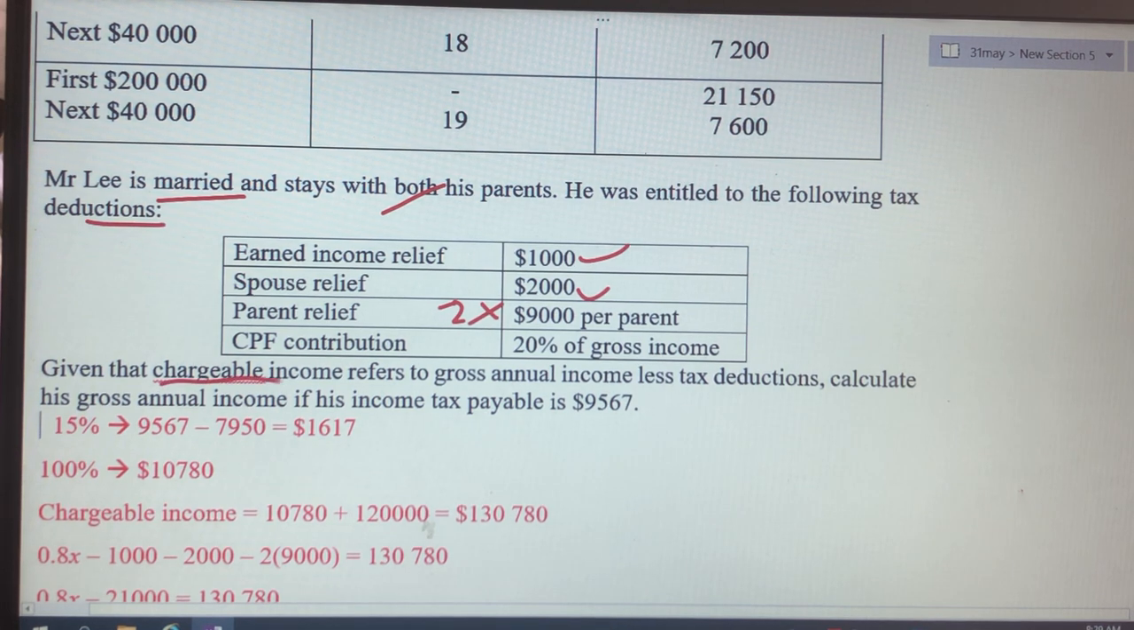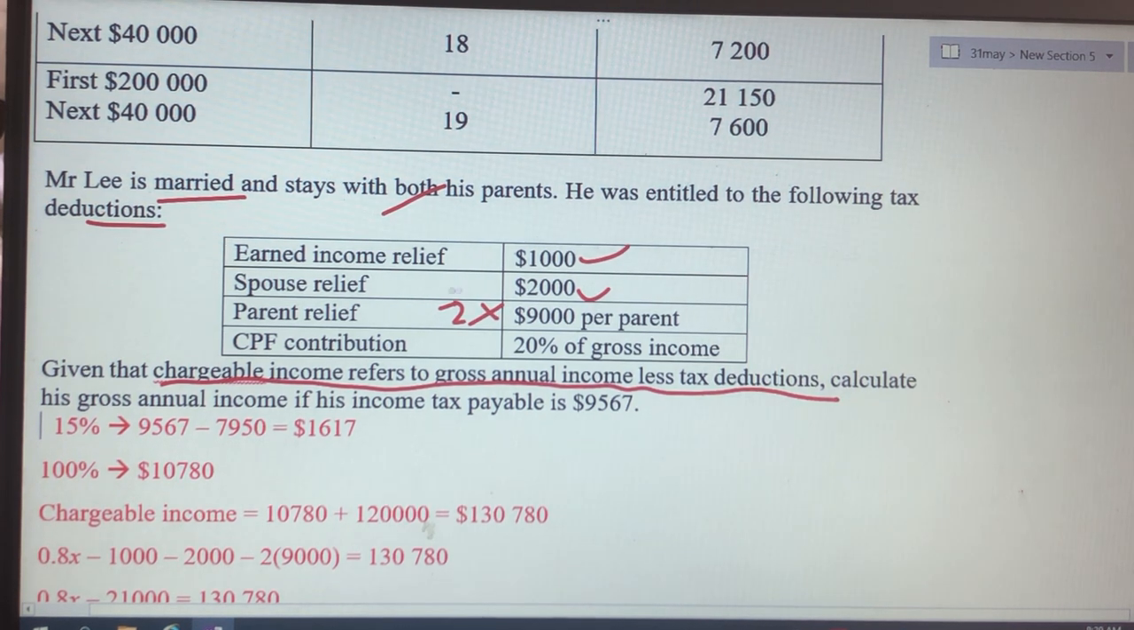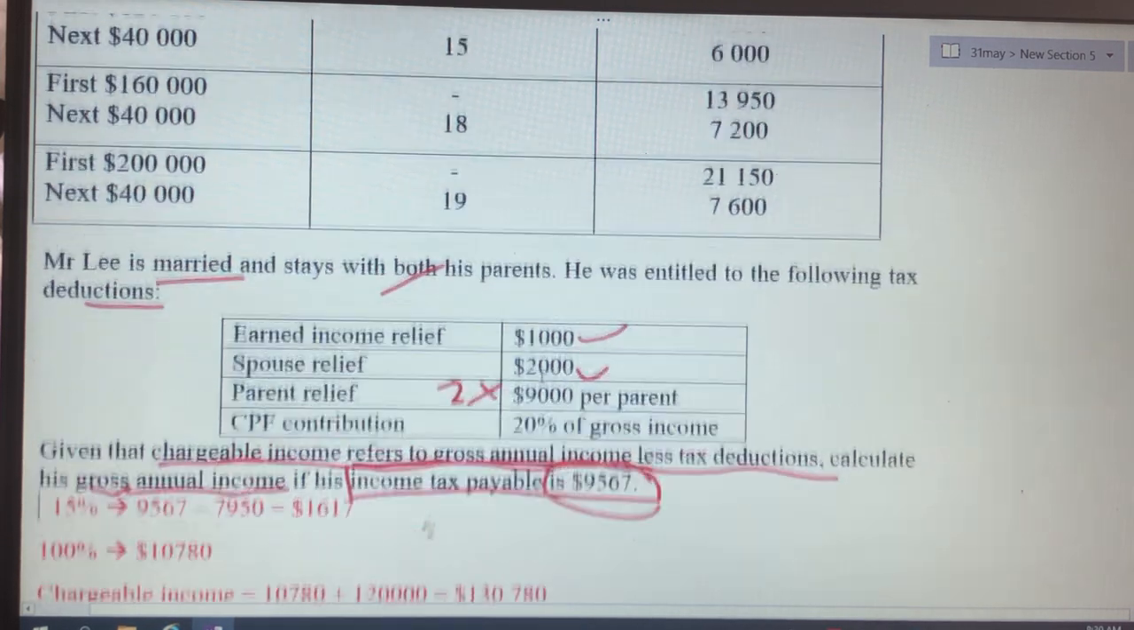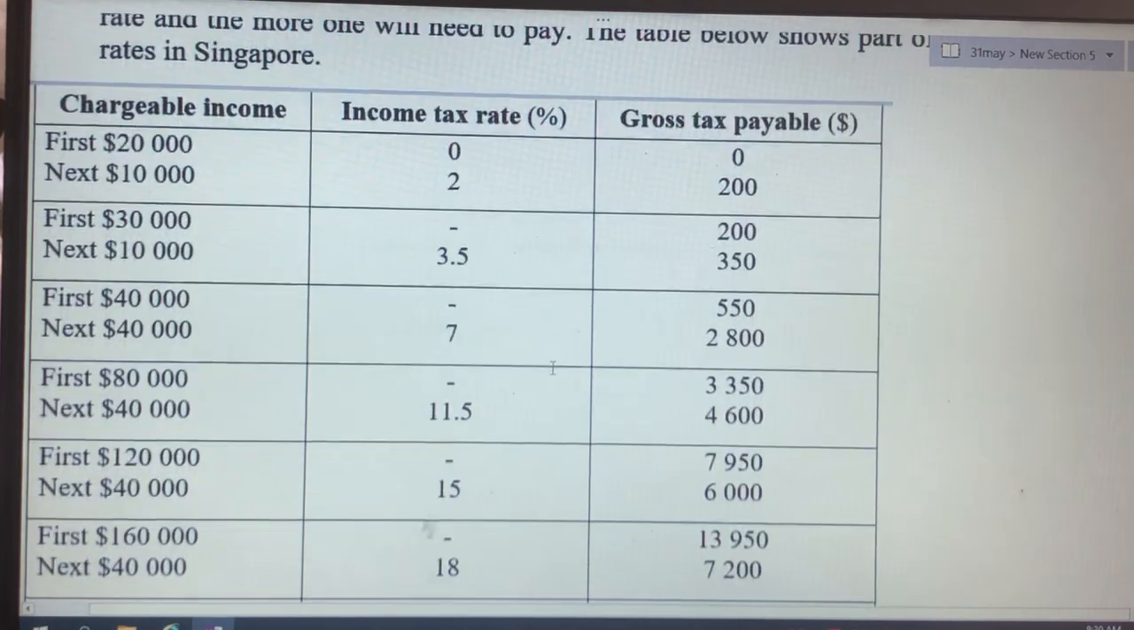Given that the chargeable income refers to gross annual income less tax deduction. Okay, you take some time to understand this, but you're supposed to calculate his gross annual income given that his income tax payable is 9567. So he has to pay this amount of income tax. Now if he has to pay this amount of income tax, this is the amount that we use to see which table values he should have.